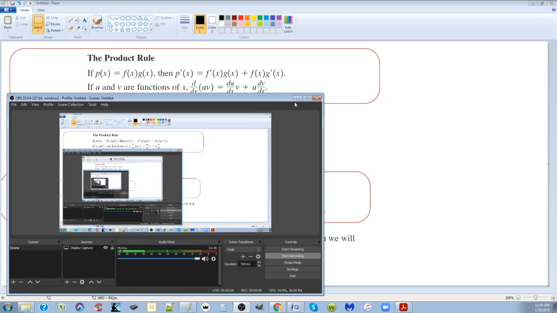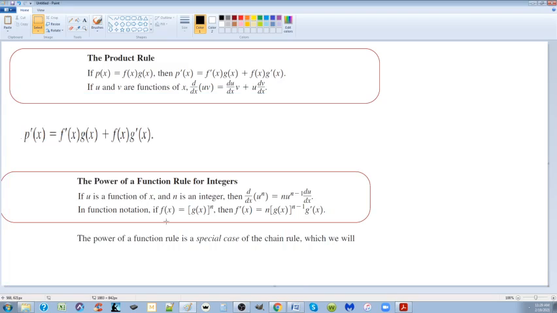Kind of race through. This is a continuation of 2.3. I kind of raced through question 5.